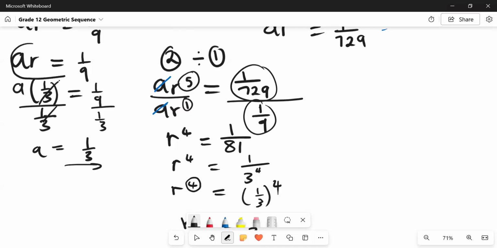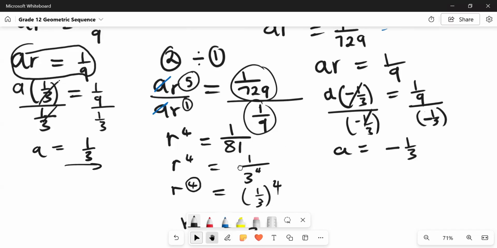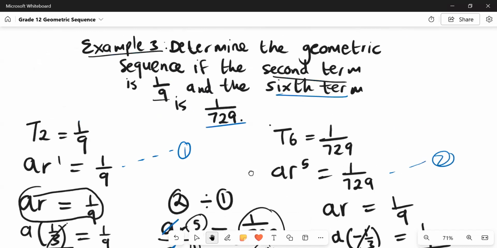Again, we're still using the same equation, ar equals 1 over 9, but now we substitute r as negative 1 over 3. Then we divide both sides by negative 1 over 3, and you get a as negative 1 over 3. Now that you got your a, the question is about finding the geometric sequence, so we are looking for the pattern.